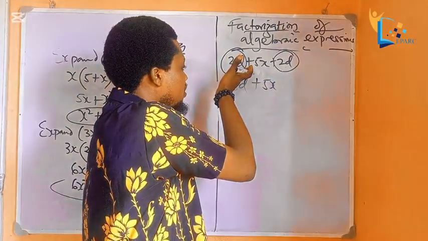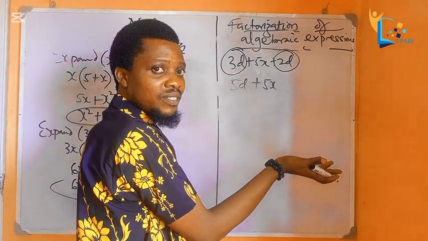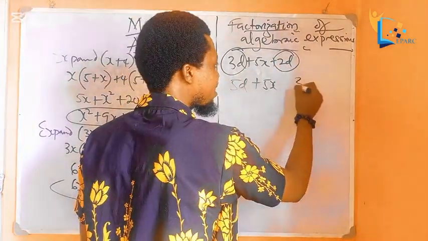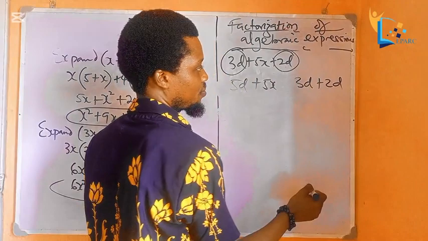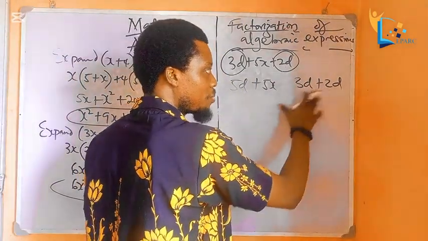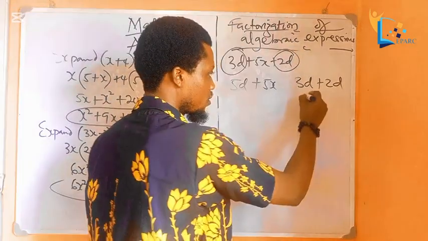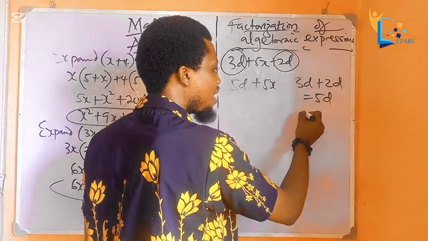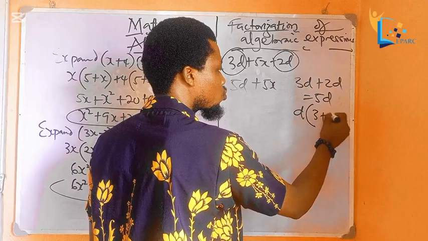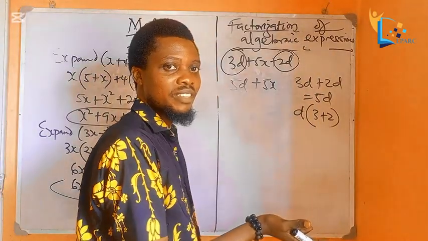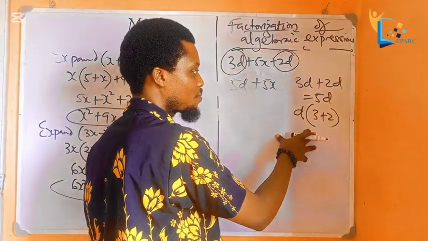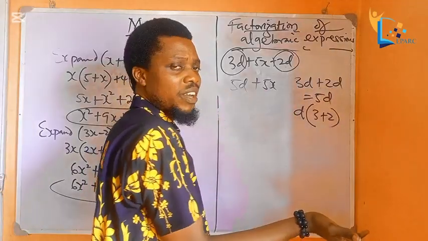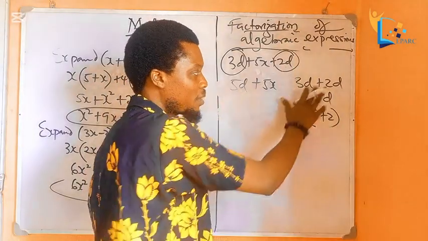Because there is D here, there is D here. If you were given 3D plus 2D, normally 3D plus 2D will produce 5D, right? If you're asked to factorize this, you have D, open bracket, 3 plus 2. As simple as that. But if you are asked to just solve directly, 3D plus 2D is as simple as 5D. Do you get it? It's as simple as 5D.